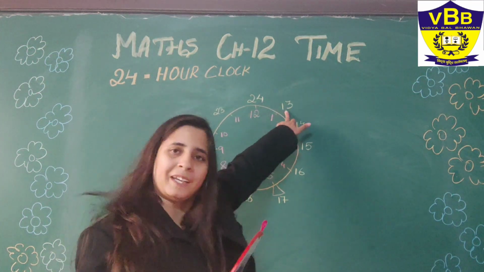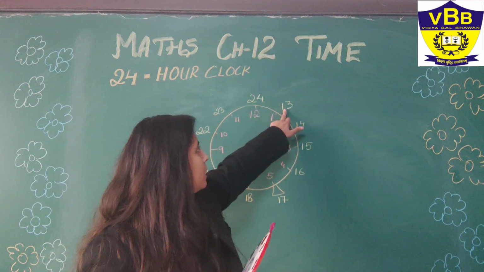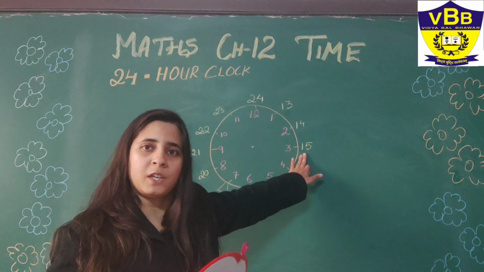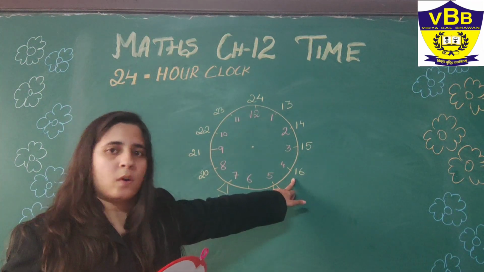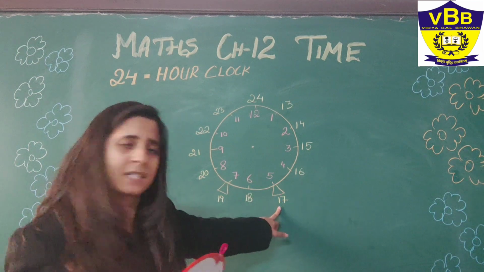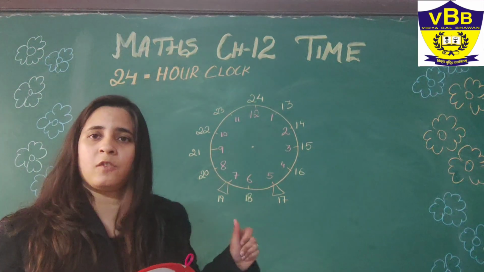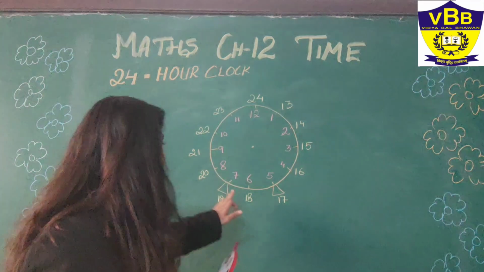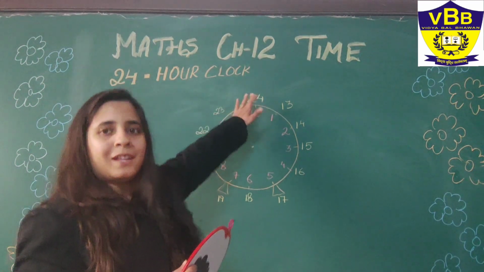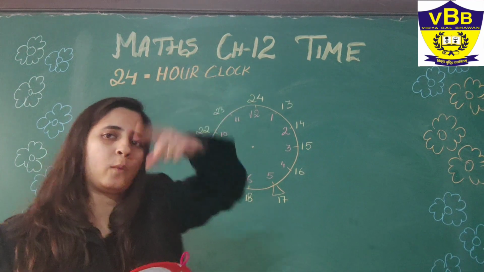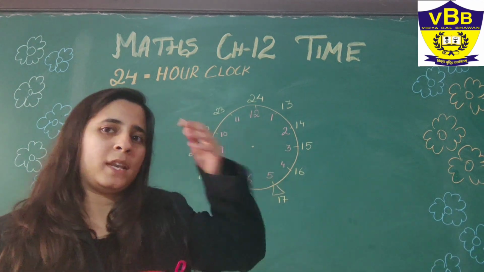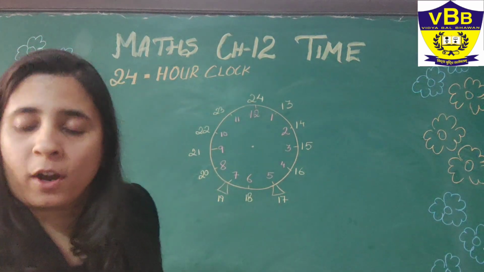After 12 comes 13 in the counting. So 1 will be read as 13 hours, 2 will be read as 14 hours, 3 as 15 hours, 4 as 16 hours. Suppose it is 5:30. So 5 is 17, and the 30 will be here. It will be 17:30 hours. 6 as 18, 19, 20, 21, 22, 23 and 24. This is how the counting continues. This is how the whole 24 hours of a day is covered in one day. Alright.